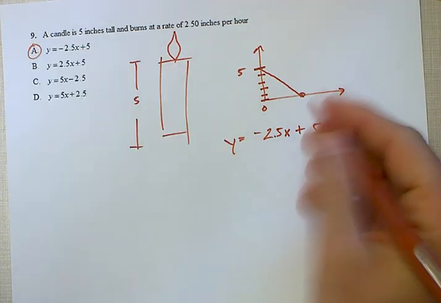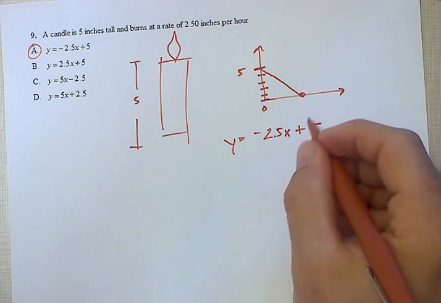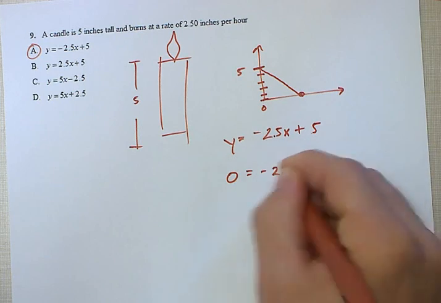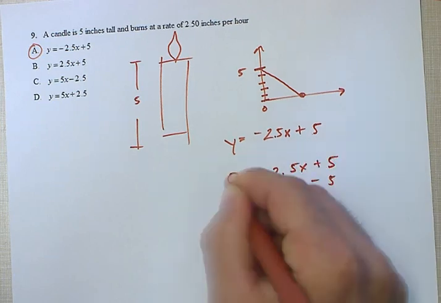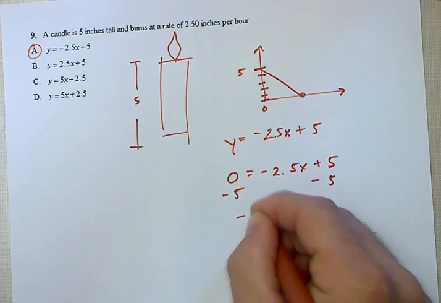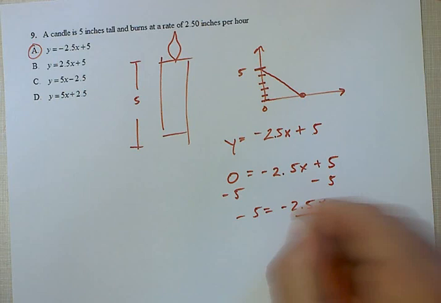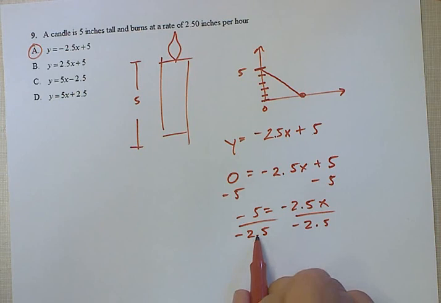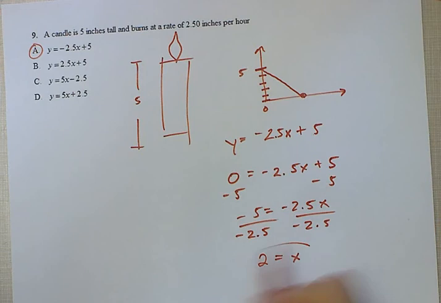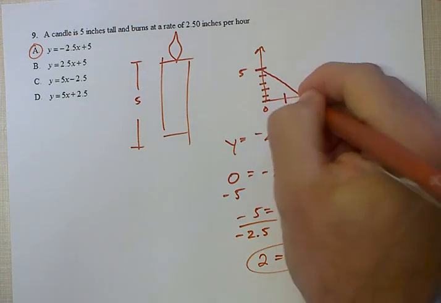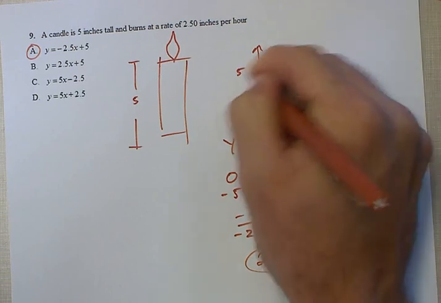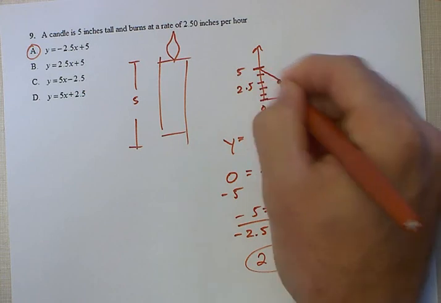Now, if you wanted to know when the candle will burn down? Well, you could say, okay, that would be 0 inches. That's when the candle's at 0 inches. So if I solve for x, basically solving for the time, okay, I have -5 over -2.5, so basically the candle's going to burn down after 2 hours. So if I were to put that on the graph, here would be my 2 hours, and at 1 hour, it's about 2.5. So I'd be able to graph that here and be able to do all things.